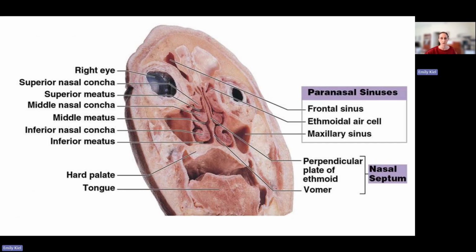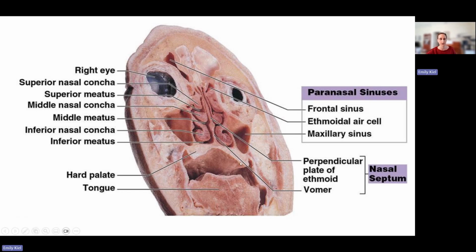So if we look here at this cross section, this is a coronal section. You can see the eyes here. We see the nasal concha in the nasal cavity, and then we can see the sinuses. So we've got the frontal sinus here in the frontal bone, we've got the ethmoid sinus, that's a bilateral one. And then we have the maxillary sinus here, again, bilateral.